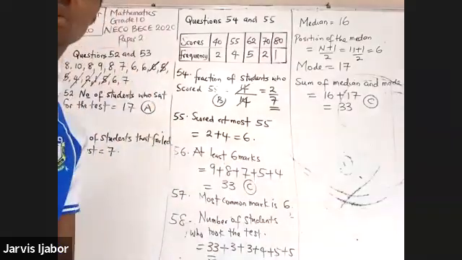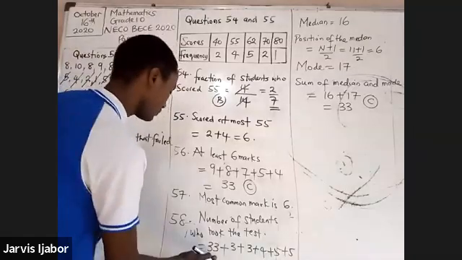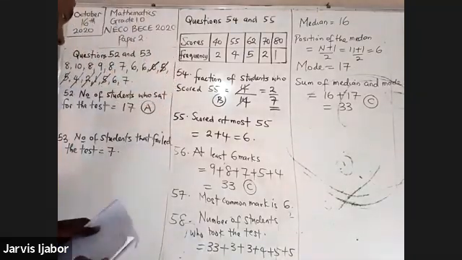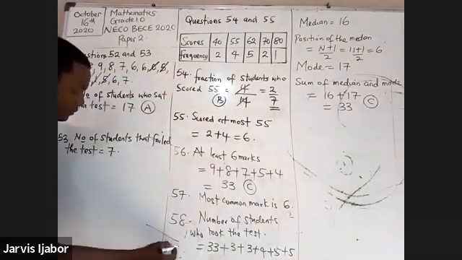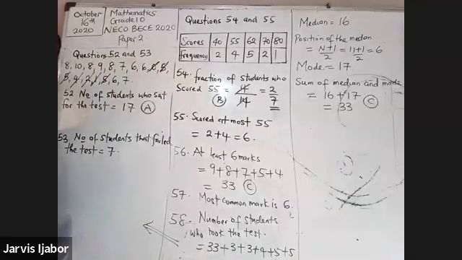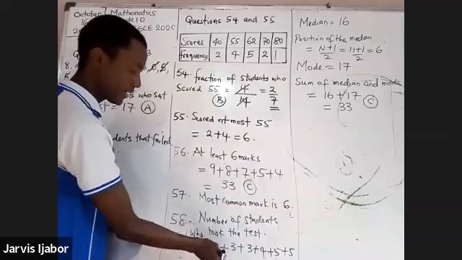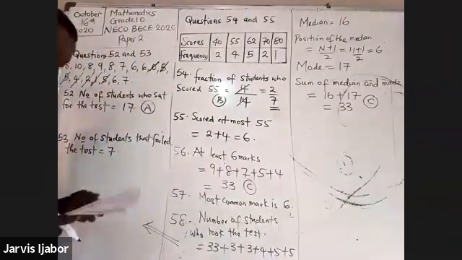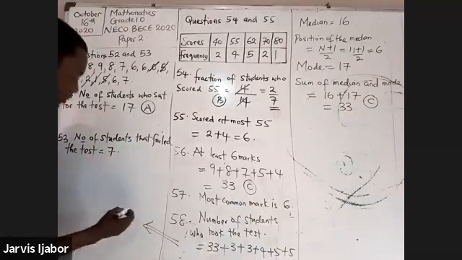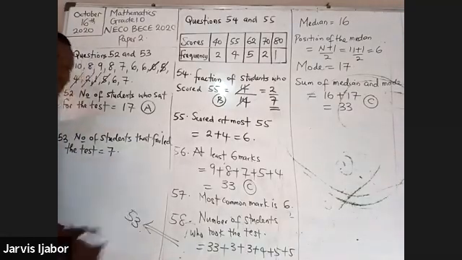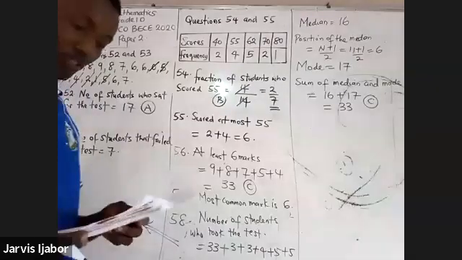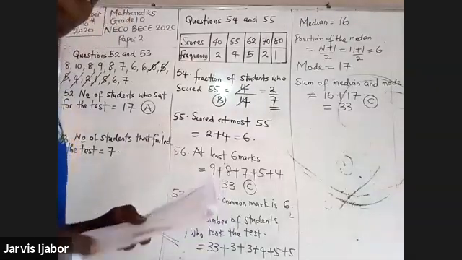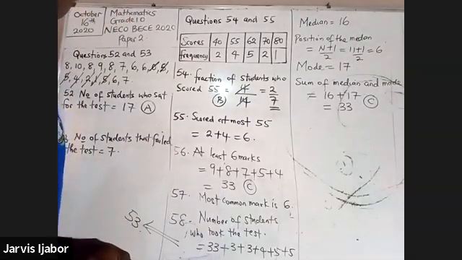What does that give me? Let's just put this here. So what would that give me? That will give me 39, 43 plus 10. 43 plus 10 will give me 53. So that will be what? 53 students. So the answer to that question will be 53 students.